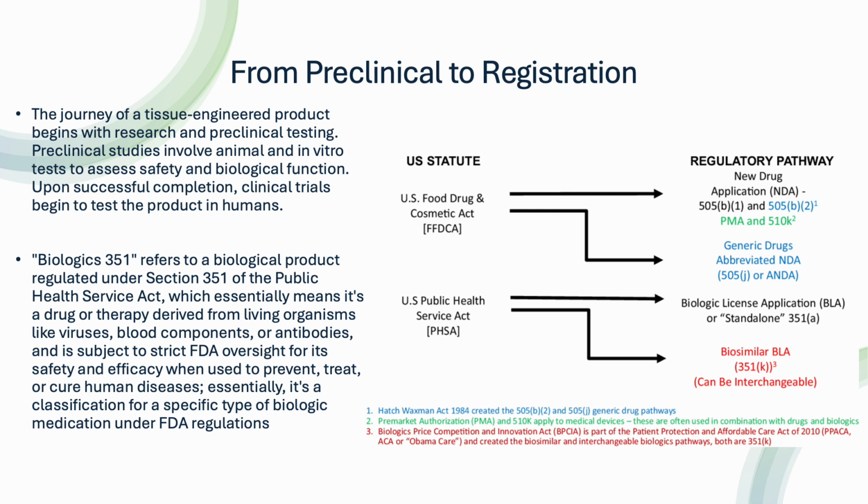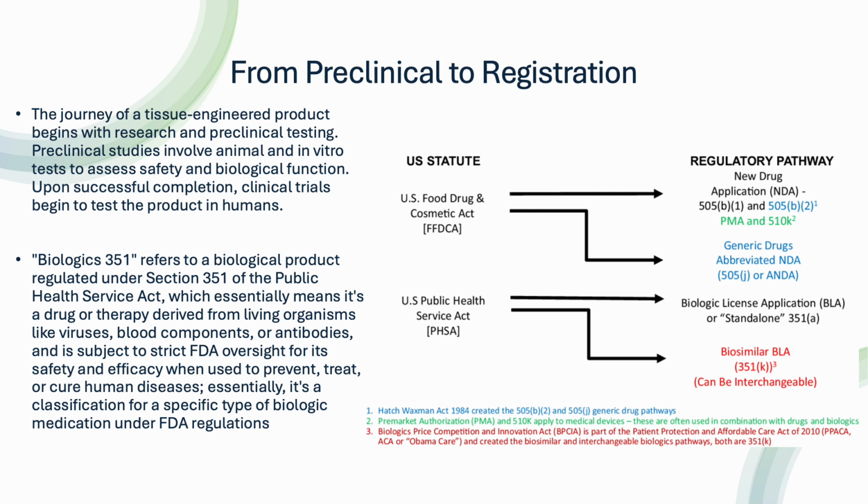Now in PHSA, we talk about biologic license application, or standalone 351A. But we also talk about biosimilar BLA 351K, and again, this can be interchangeable. Now, what is Biologics 351? We already saw Biologics 361, where it doesn't need that much manipulation and it has a very low safety issue.